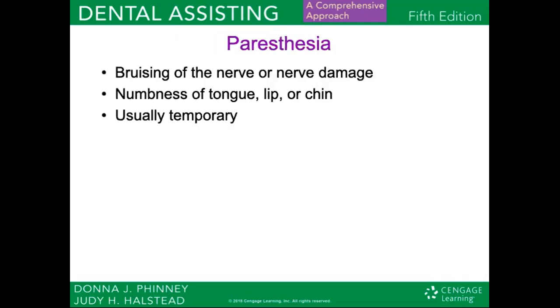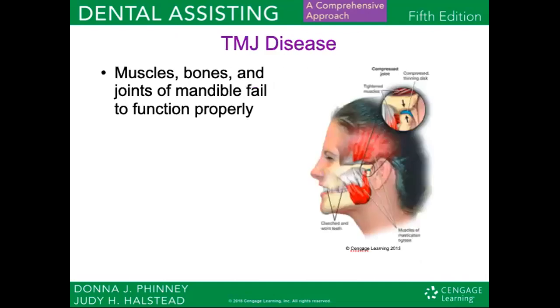Paresthesia is the bruising of the nerve or nerve damage, and it can create numbness of the tongue, lip, or chin. It is usually temporary, but sometimes can last several hours or even several days. With TMJ disease, this is when we have muscles, bones, and the joints of the mandible that fail to function properly. And it can be caused by trauma, clenching or grinding of the teeth, or arthritis.